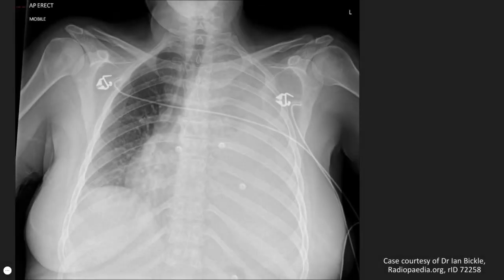This is a classic exam film. In this example, there is left-sided white out. We often get asked whether this represents collapse, large pleural effusion, or extensive consolidation. In this example, there is rightward mediastinal shift in keeping with increased left-sided volume, which means that the predominant feature here is effusion, although inevitably there will be coexistent collapse of the underlying lung.